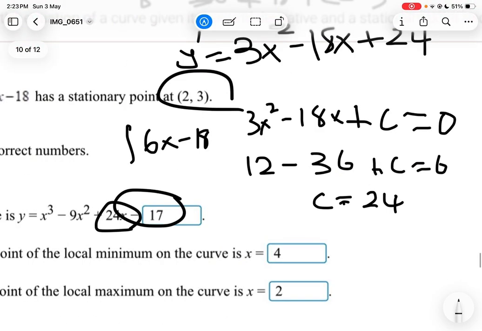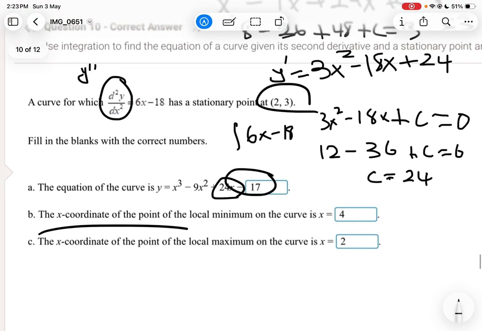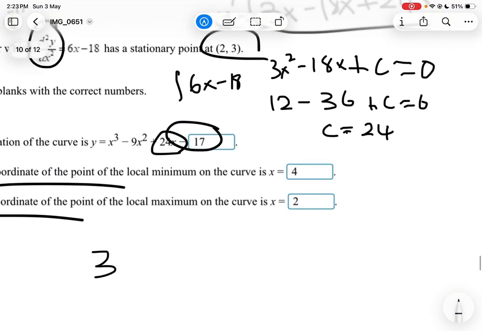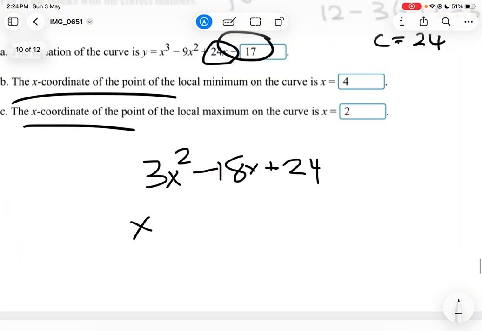Now the first part is done. To find the x coordinates of the local minimum and maximum, you take y prime. Y double prime is only for the inflection points. The local minimum and maximum are the points of y prime only. So you take the y prime that you found, 3x squared minus 18x plus 24. You can solve it using delta, the calculator, anything. You'll get x equals 2 and x equals 4. But you don't know which one is the minimum and which is the maximum.